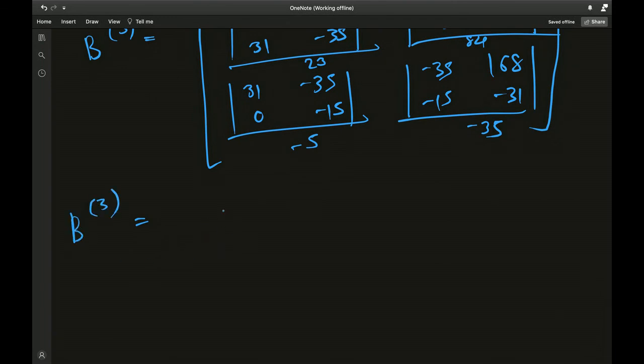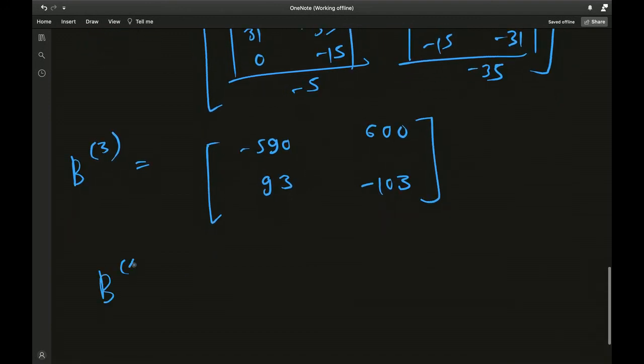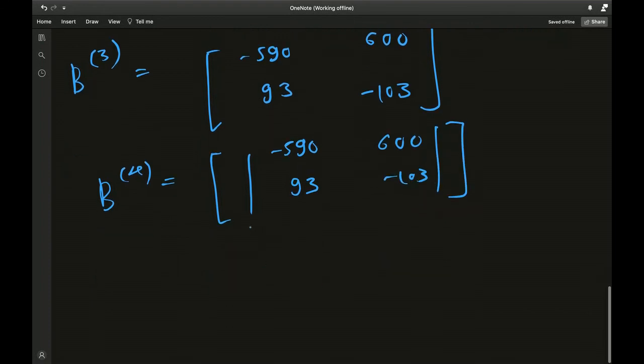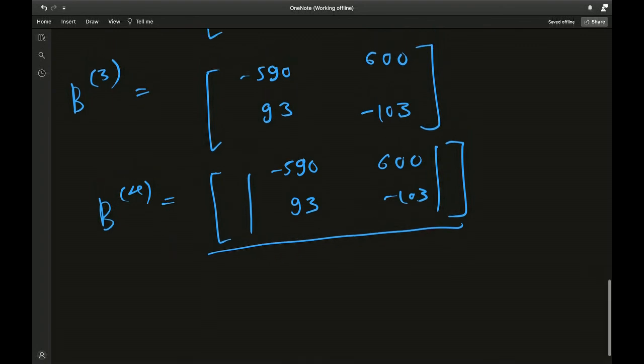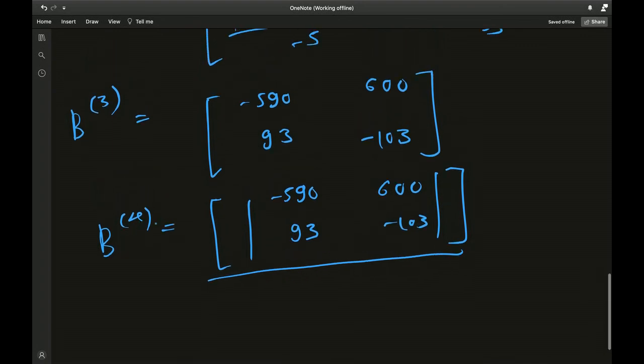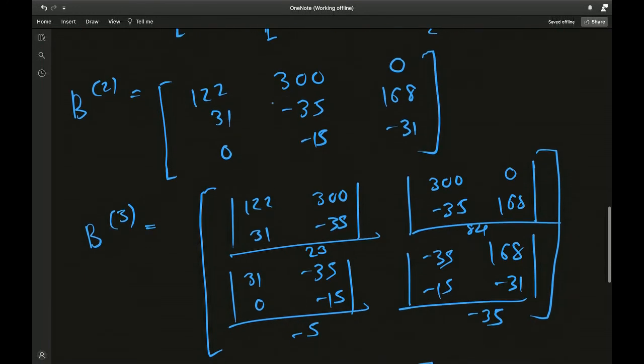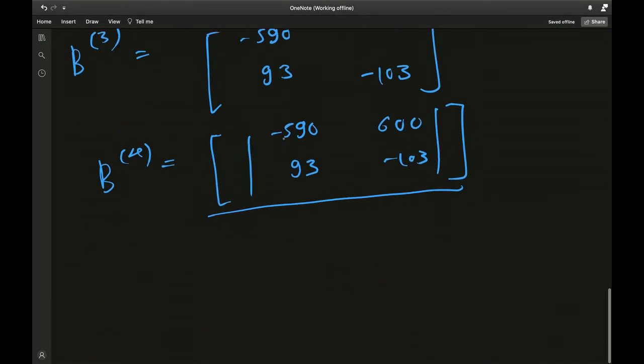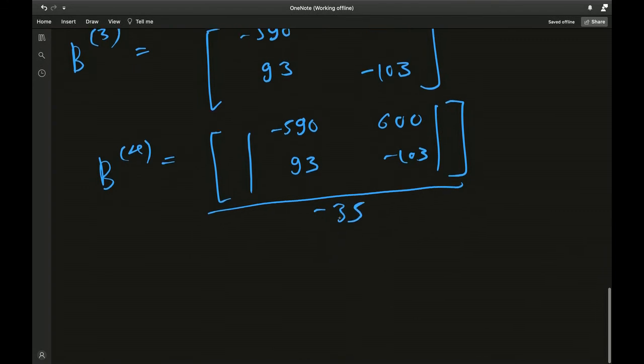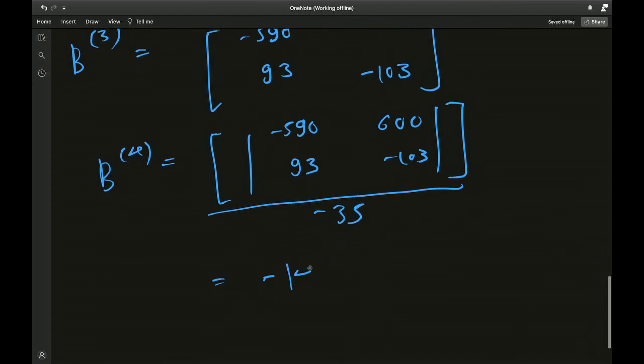At step 3, we have a 2x2 matrix, negative 590, 93, 600, negative 103. Time for step 4, and since this is a 2x2, the only grouping possible is its own self. But don't forget to divide by the interior elements at 4 minus 2, 2, step 2. And we have just one for the one grouping, which is negative 35.